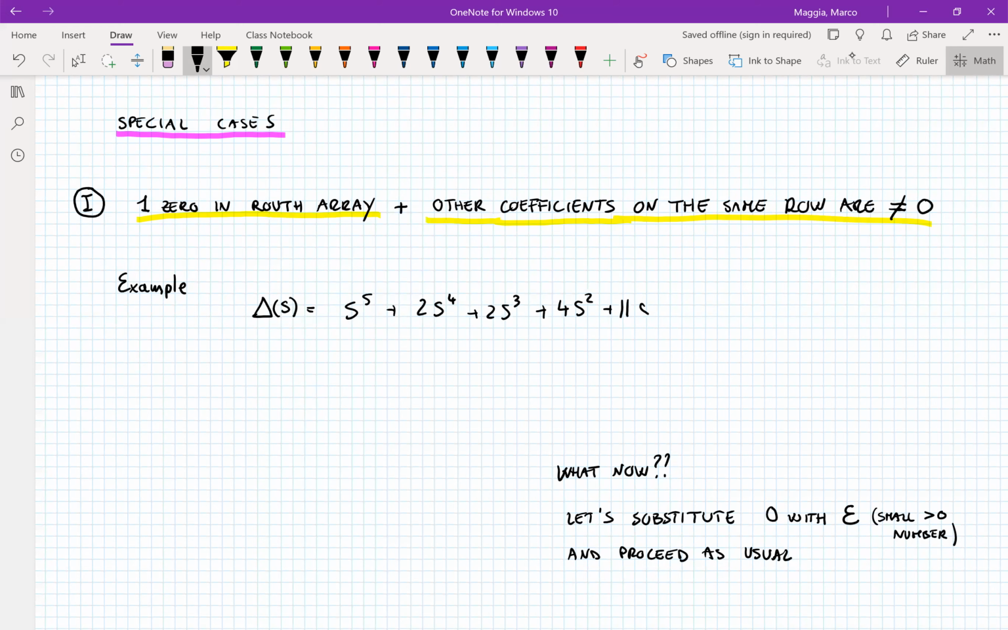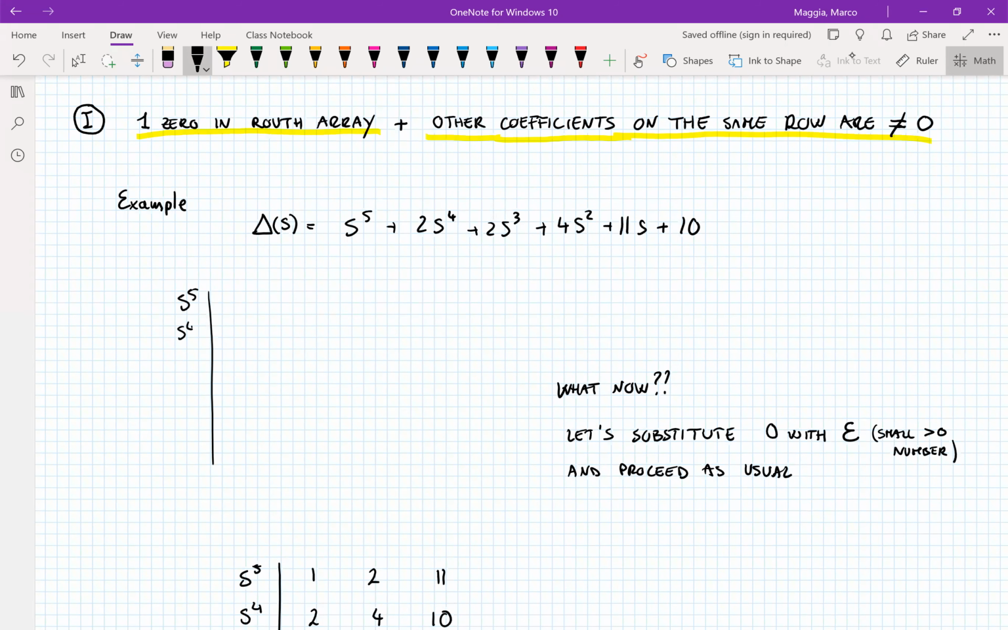So let's construct the table, filling in the coefficients 1, 2, 2, 4, 11, and 10. Now let's start finding the first column, 3rd row coefficient. So we have 2 times 2 minus 1 times 4 divided by 2. And so we have 4 minus 4, which is 0.